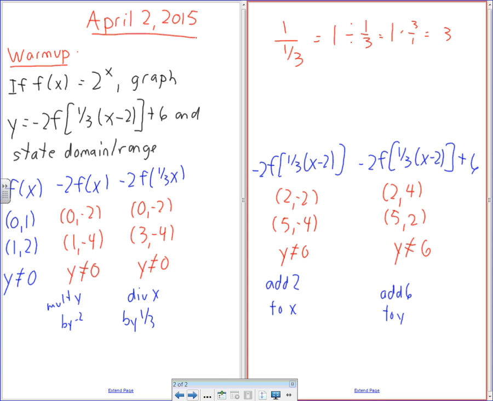And I'm just harping on that because when we get to our next sets of graphs, they're much more difficult than this.